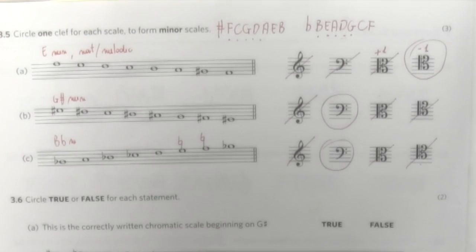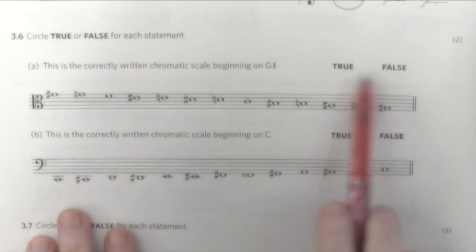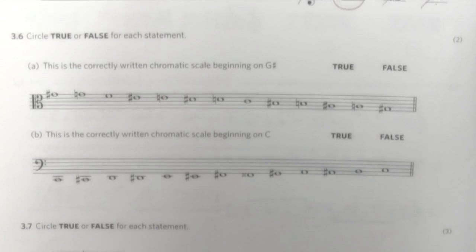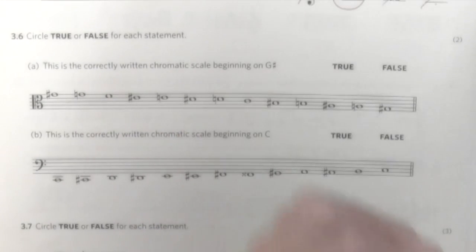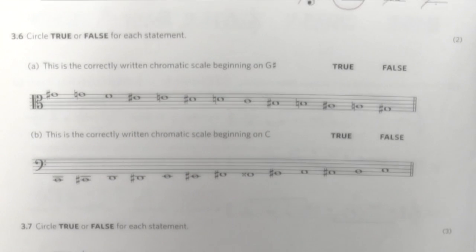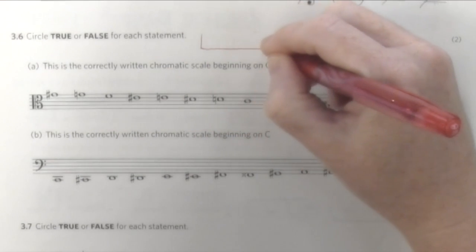Question 6. In question 6, we are asked to tick true or false to show whether the scale has been written correctly or incorrectly. The chromatic scale. So first of all, we need the... Where do I write the keyboard? Here usually, right? Yeah, I think so.